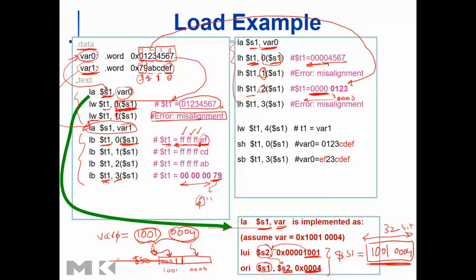Okay, let's now load this, 4 plus S1. S1 is what? Var 0. Var 0 plus 4, which is here, this is the 4. This will give me var 1. So which means that I'm just loading var 1 into T1. So T1 now will have a value of 79AABCDEF.